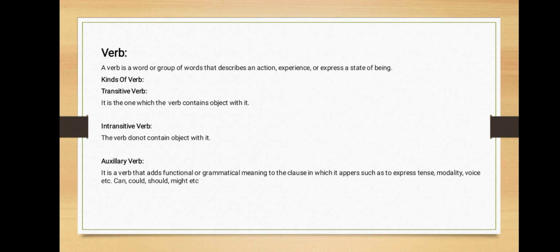Number 3 is auxiliary verb. It is a verb that adds functional or grammatical meaning to the clause in which it appears, such as to express tense, modality, voice, etc. Can, could, should, might, etc. These are the auxiliary verbs.